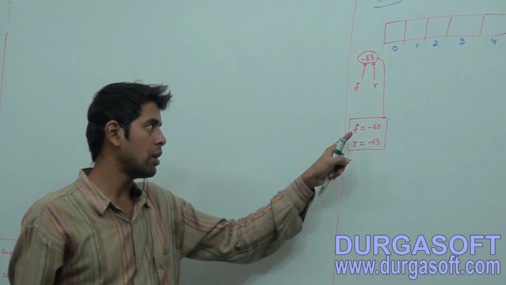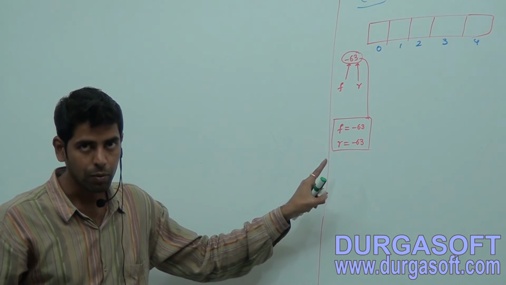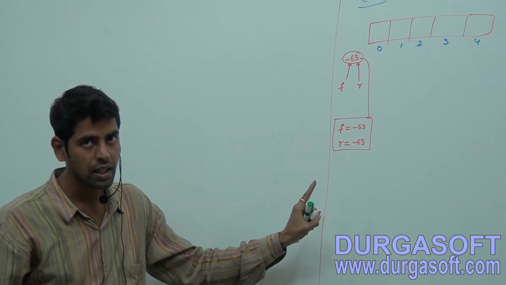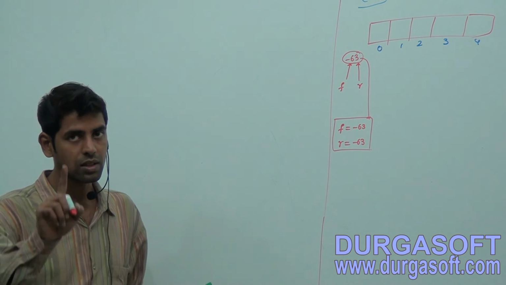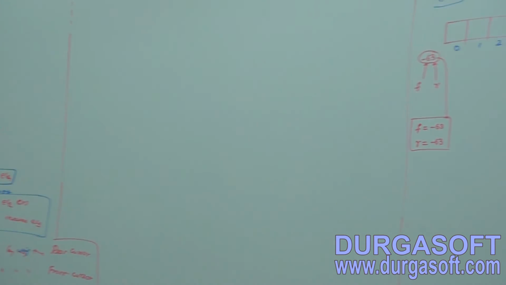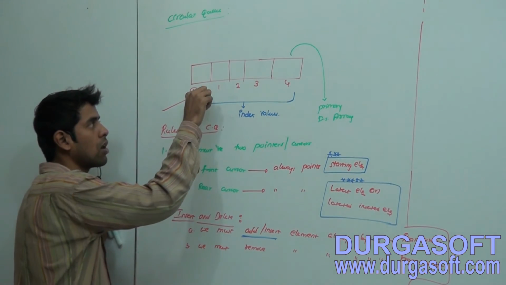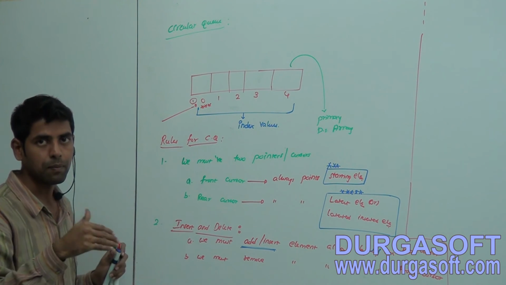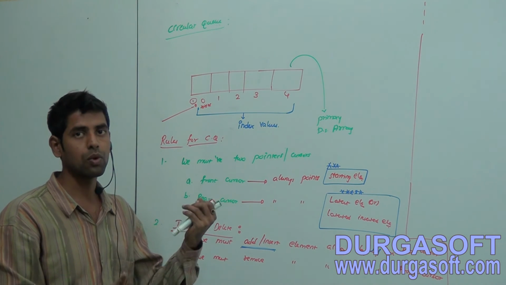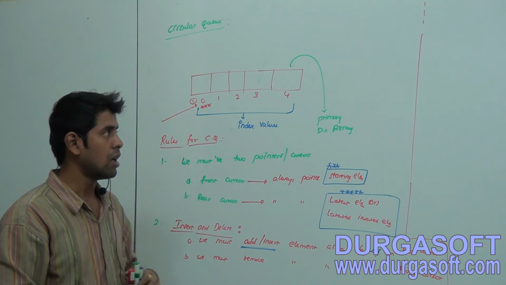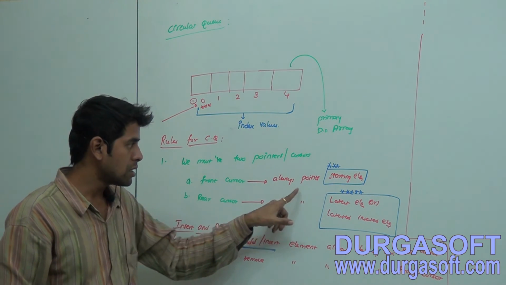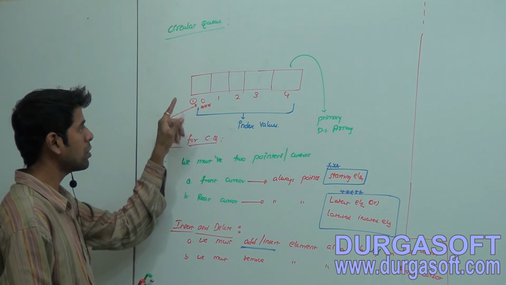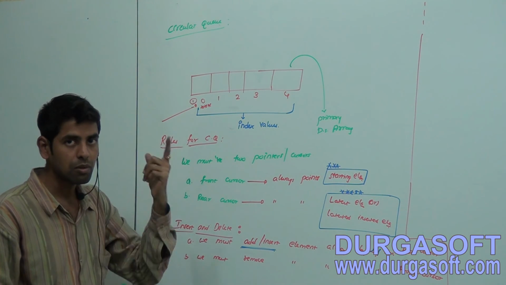If f value is minus 63 and r value is minus 63, what does it indicate? No elements. Observe, I told you one thing: array index always starts with 0, in whatever programming language you create the array. Now, front always points to the starting element. So if front is pointing to 0, what does it mean to us?